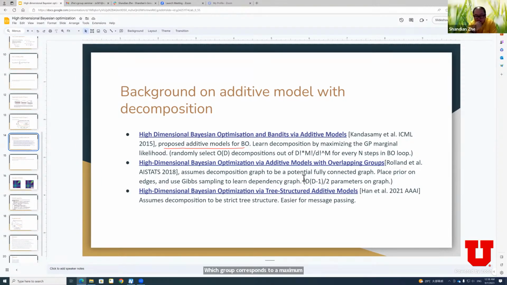Okay. So the third paper is almost identical to the second paper. The first author is different, and Roland is actually the last author for this paper. It is almost identical to the second one, but it assumed the decomposition to be a strict tree structure for easier message passing.